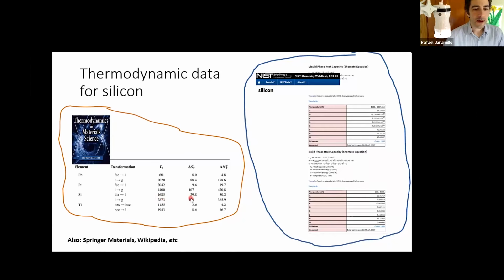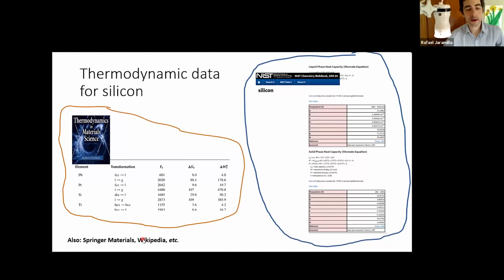There is an entropy of transformation of 29.8, and the units are at the bottom of the table. In this case, it's joules per Kelvin per mole. And there's an enthalpy of transformation of 50.2 kilojoules per mole. I already told you that. You can also look up the values here for the boiling of liquid silicon at atmospheric pressure. There's lots of silicon data here, at NIST, and also Springer Materials and Wikipedia. Silicon's really important, so you're going to find the data all over the place.